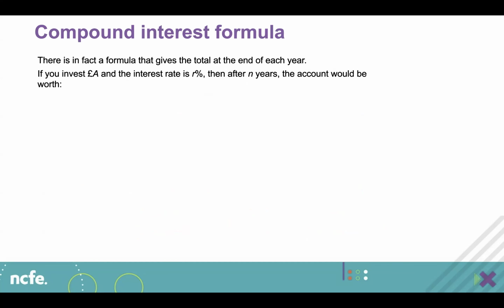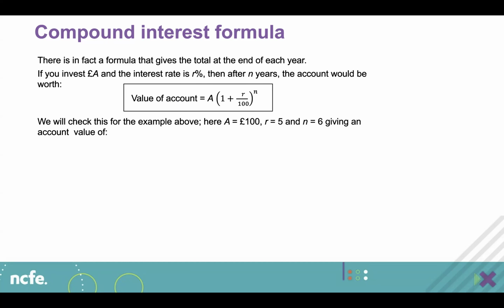Compound interest formula. There is in fact a formula that gives the total at the end of each year. If you invest £A and the interest is R%, then after n years, the value of the account equals A brackets 1 plus R over 100 to the power of n. We will check this for the example above. Here, £100 is A, R is 5, and 6 is n.